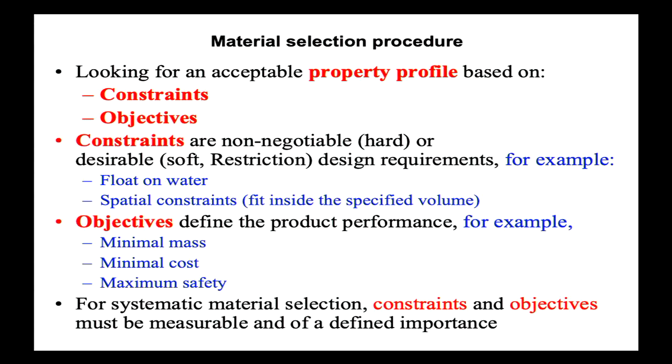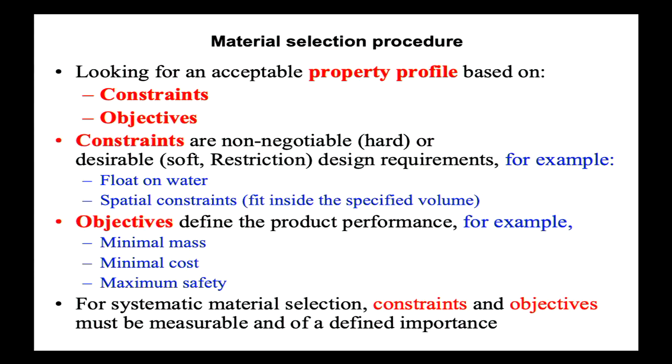Property profile. Not just the engineering, but we'll get onto that. We've got constraints and objectives in the language of right here, right now. Constraints are non-negotiable or hard. They can also be desirable. That turns into a restriction in the context of mechanical design, the first subject in this series. And a constraint must be, say, it floats on water, whatever it is. It's going to be a boat, or it's going to be a life vest.